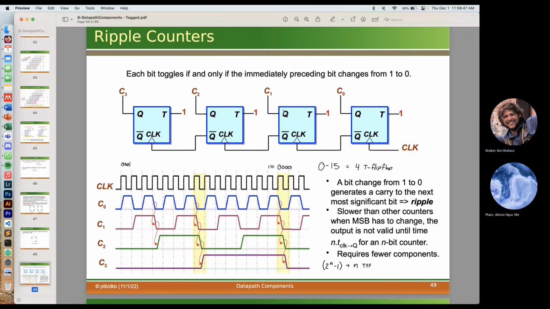So if you wanted to slow a signal 8 times, we would have 3 ripple counters in a series.